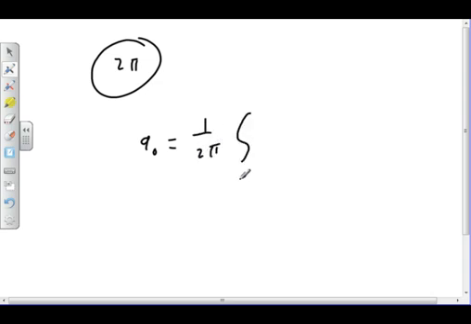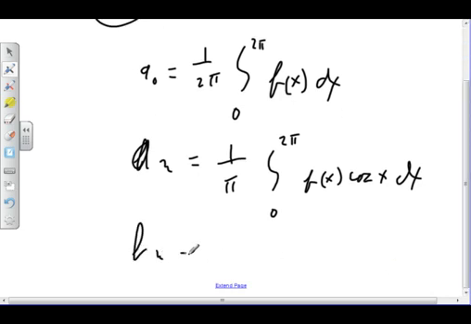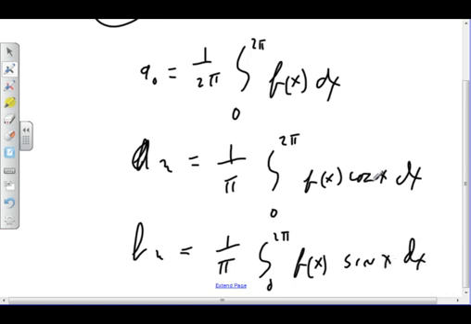Now, if I have a signal that's repeating itself every 2 pi, then my a0 becomes 1 over 2 pi integral 0 to 2 pi f of x dx. And my an becomes 1 over pi integral 0 to 2 pi of f of x cosine nx dx. And bn becomes 1 over pi integral 0 to 2 pi f of x sine nx dx. And there's an n sitting in front of that x.